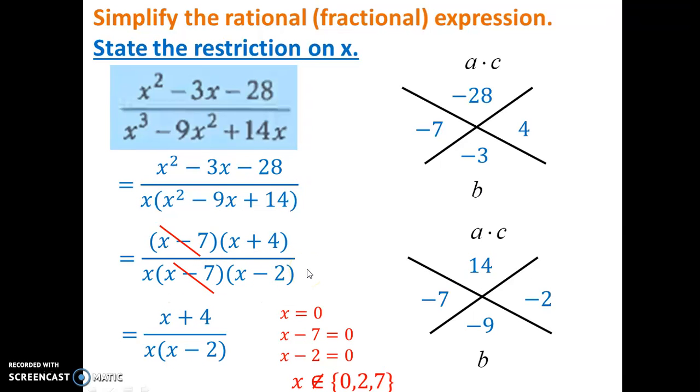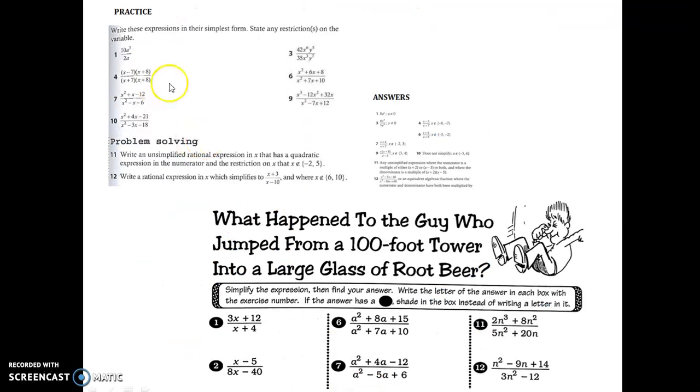All right, so there's all your examples. Hope that makes sense to get you started. There's a lot more to practice here, so try to simplify all those, giving any restrictions. Answers are given to you on that page. These should be not too bad. These are actually quite easy examples compared to what we did. And then on the back, there's a bunch more if you want to try. You will answer the question, what happened to the guy who jumped from a 100-foot tower into a large glass of root beer? By solving each of these and writing the letters in the correct boxes down below, you will answer this question. Enjoy. You can do it.